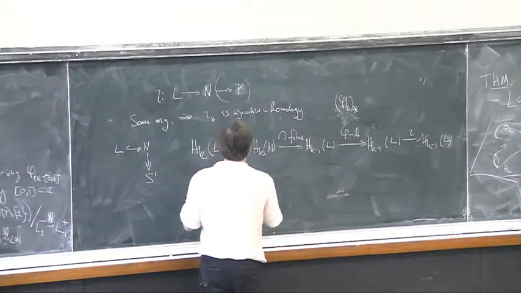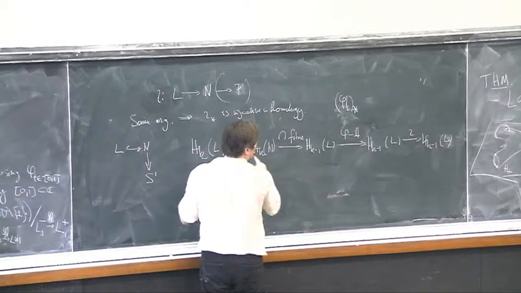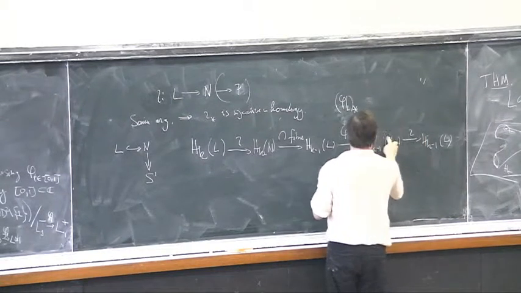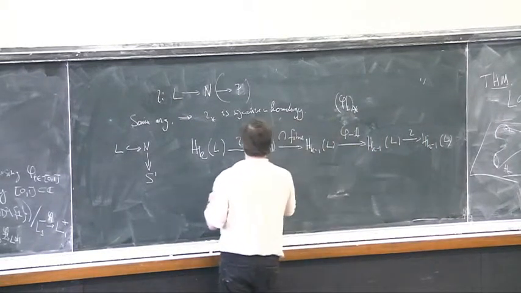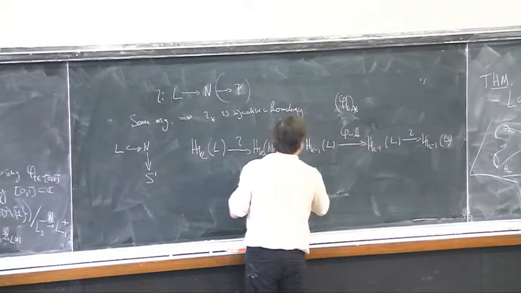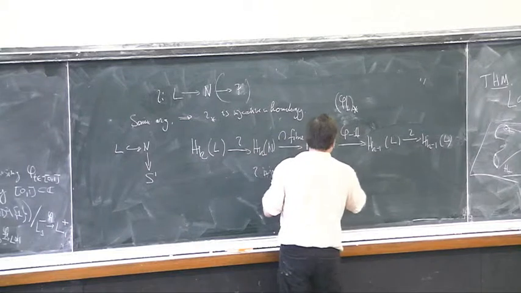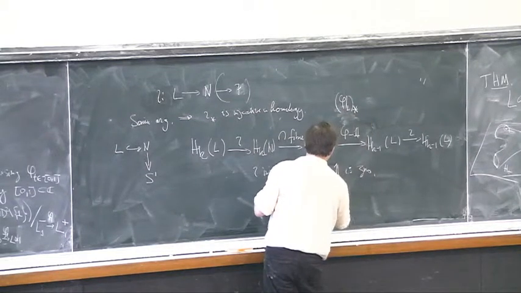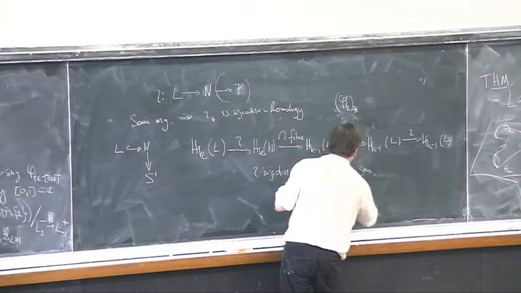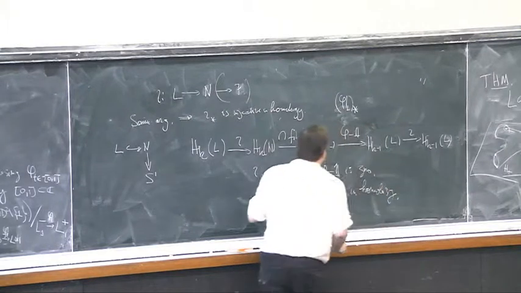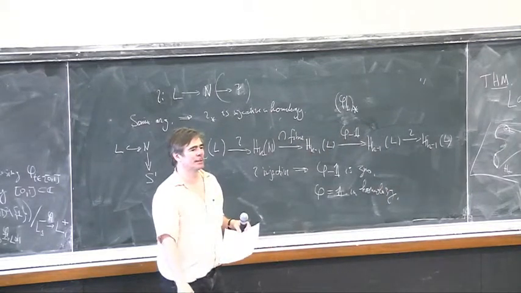And now we know that this is injective. Because this is injective, the kernel is zero, so it means that the image of this is zero. So iota injective implies that phi minus identity is zero. That is to say phi is the identity in homology. Okay, so that's the end of the series of talks.